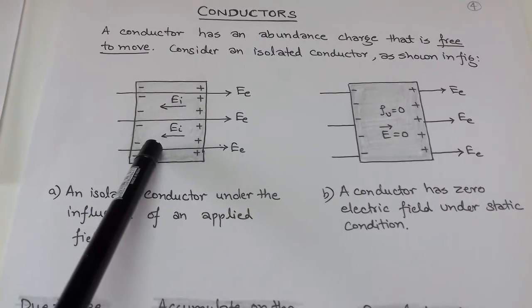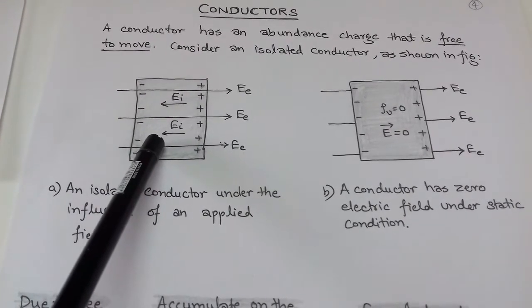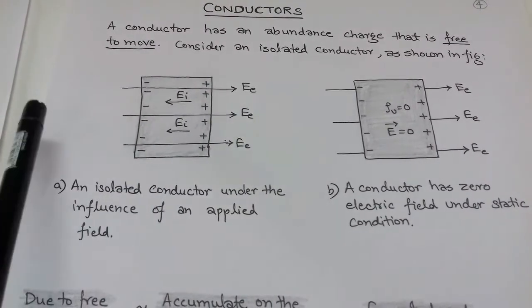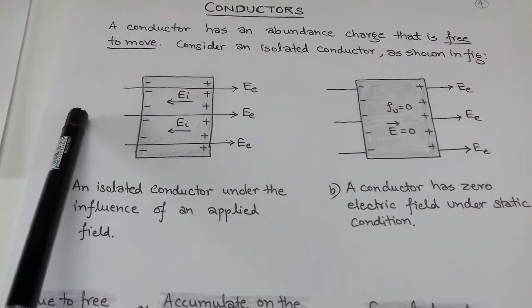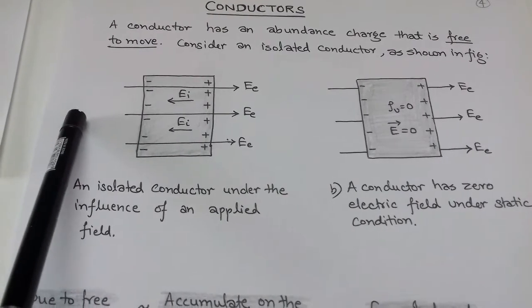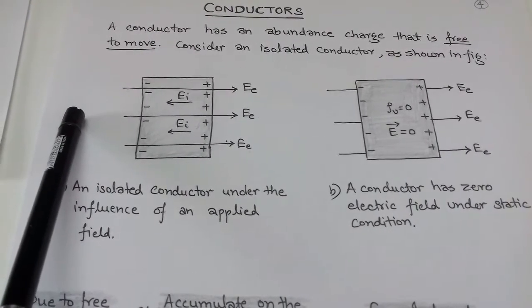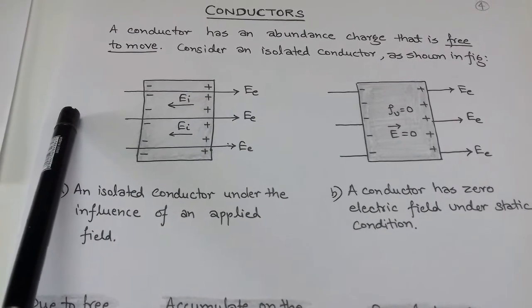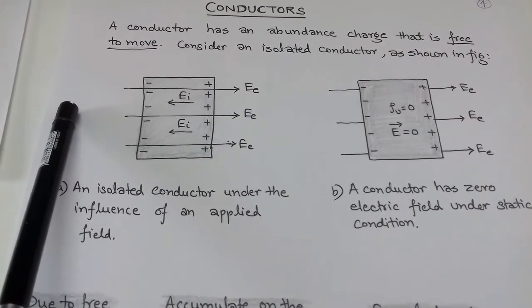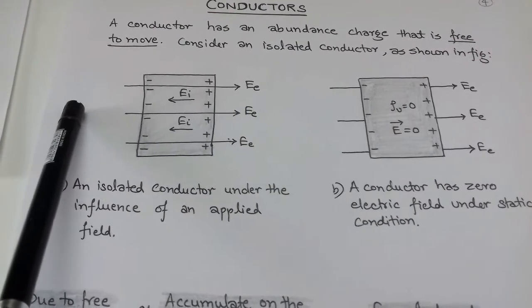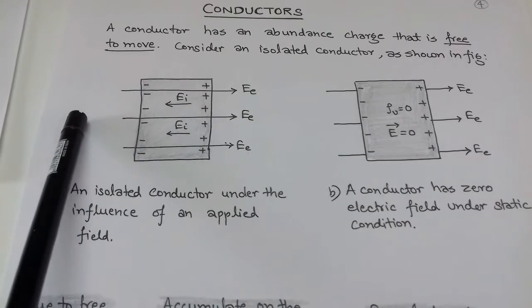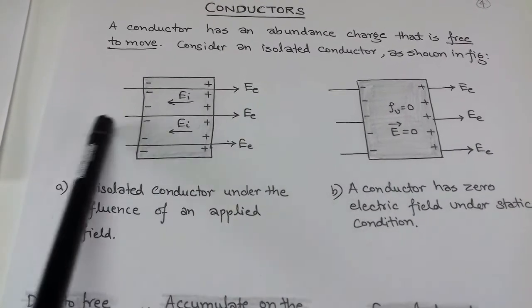Negative charge is attracted towards the positive source of the electric field, and positive charge is repelled by that positive source of the electric field. So positive and negative charge is induced in this conductor due to this external electric field.